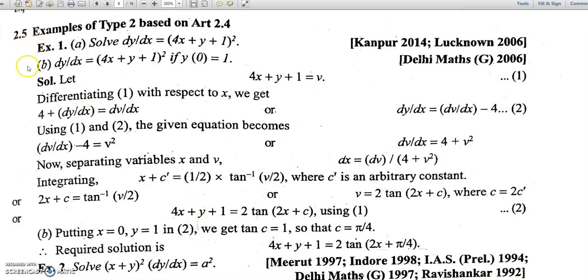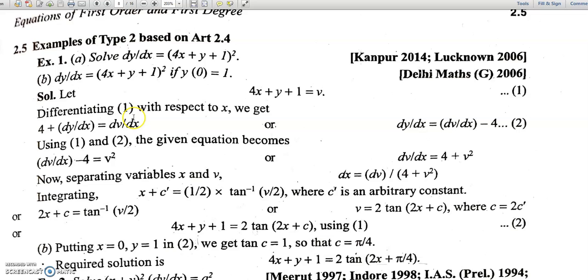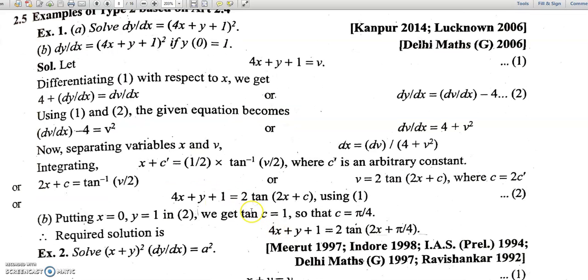Now do the next problem. dy/dx equal to (4x plus y plus 1) whole square, and there is a value y(0) equal to 1, so at the point x equal to 0, the y value is 1. As in the previous problem, we get 4x plus y plus 1 equal to 2 tan of (2x plus c). Now you put x equal to 0 and y equal to 1 in the above. So what we get? tan c equal to 1.